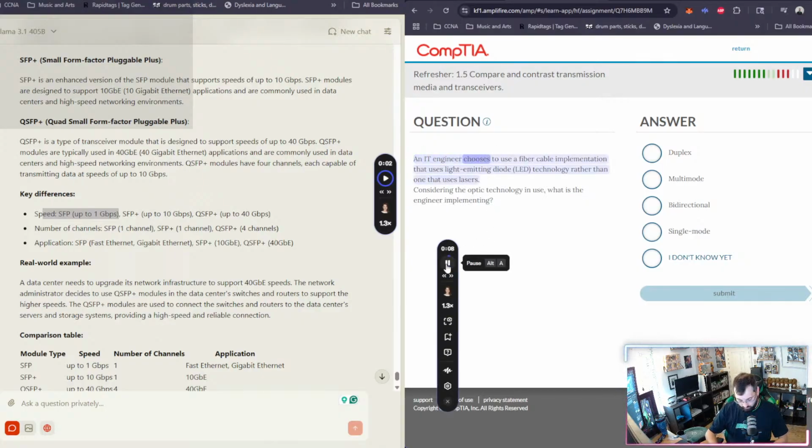An IT engineer chooses to use a fiber cable implementation that uses light-emitting diode, LED, technology rather than one that uses lasers. Considering the optic technology in use, what is the engineer implementing?